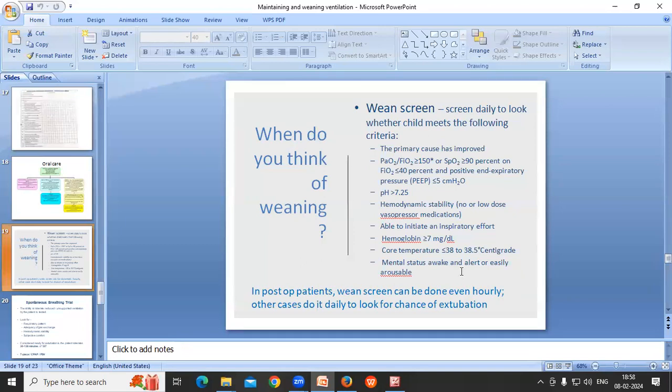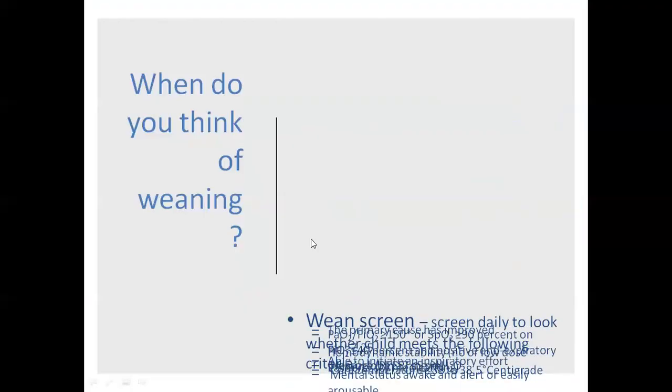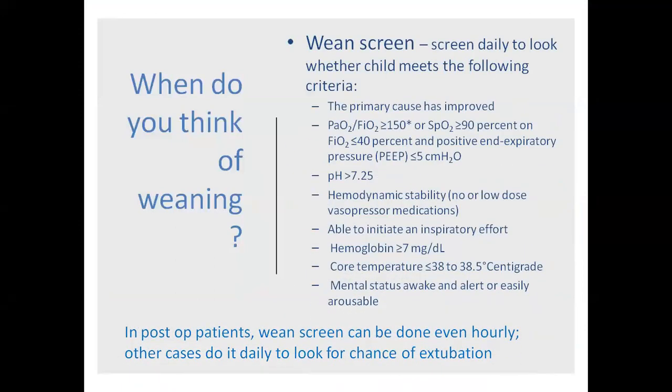Next, what do you have to do? The child passes the wean screen. Now, what do you have to assess? Whether the child is fit for extubation or not. How to assess? What is that called? Spontaneous breathing. Yeah, what is a spontaneous breathing trial? How do you do a spontaneous breathing trial? What are the methods of doing a spontaneous breathing trial?